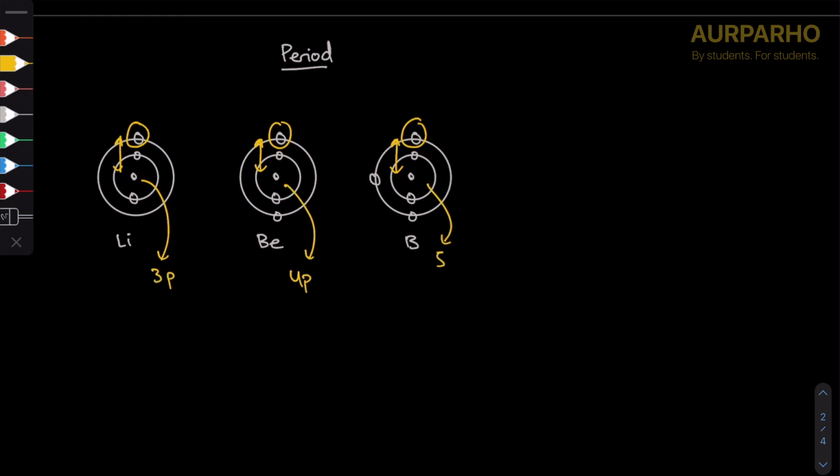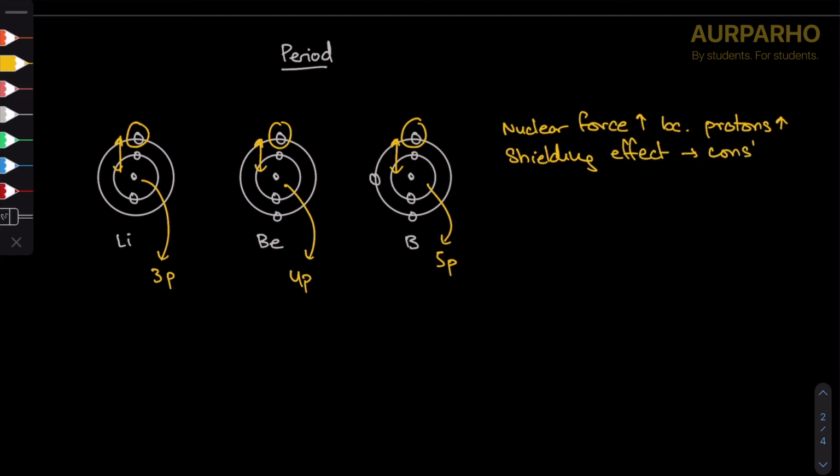Here it has 5 protons. So the number of protons is increasing, so the effective nuclear force is increasing. Sorry, the nuclear force is increasing because protons are increasing. The shielding effect, however, remains the same. Shielding effect is constant. And why?